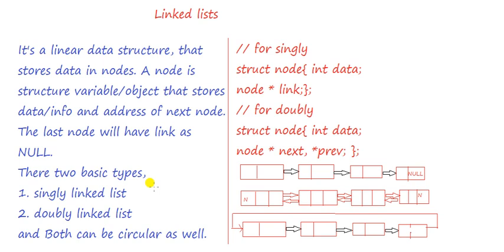So what are the basic structures? You can use struct node with int data. If you have a singly linked list, only one link will be there. Instead of struct node, if you are implementing in C++, it could be class node also. That's why I said a node is a structure, variable or an object. In a similar way, you can represent a doubly linked list. It will have next and previous. From the figures it is clear that they have the address of the next node as well as the previous node.